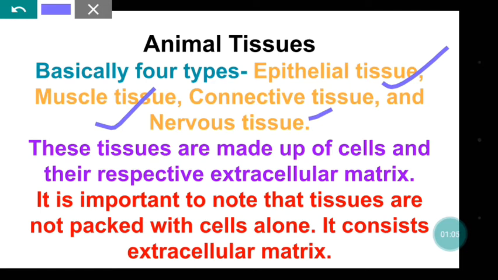These tissues are made up of cells and their respective extracellular matrix. Don't think that tissues are made up of only cells. The cells have to attach and form a group, right? For that they need extracellular material, the extracellular matrix. So tissues are formed by cells along with extracellular matrix. It is important to note that tissues are not packed with cells alone; they consist of extracellular matrix also.